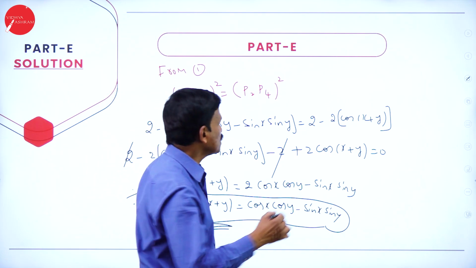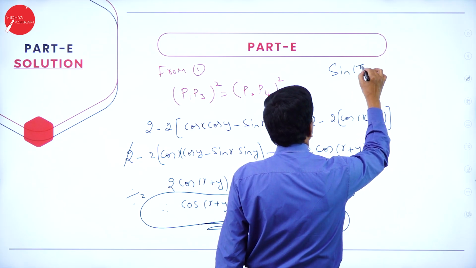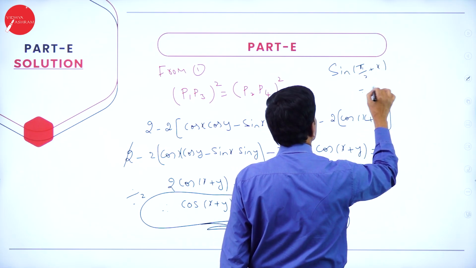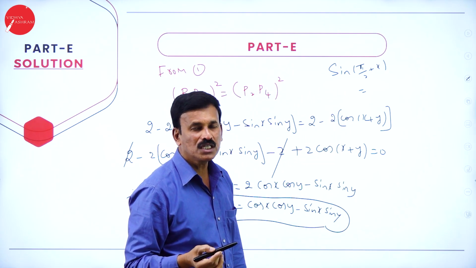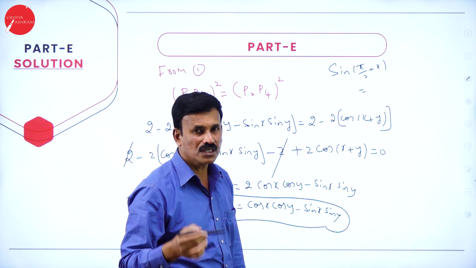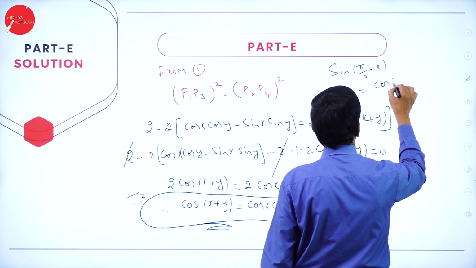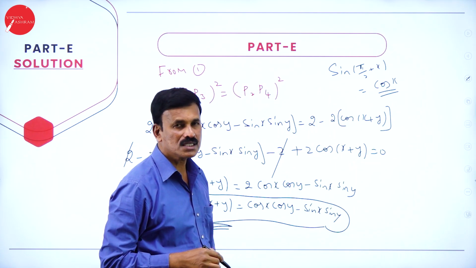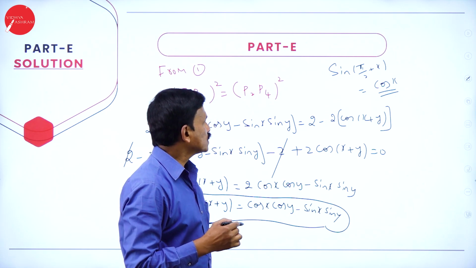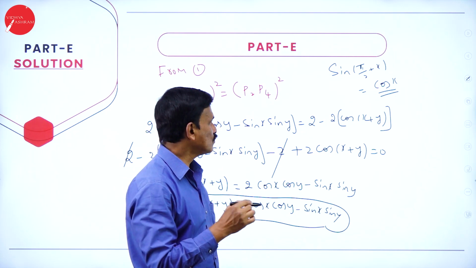Sometimes they may ask, what is the value of sin (pi by 2 plus x)? So pi by 2 plus x is 90 plus theta. 90 plus theta comes in the second quadrant. In the second quadrant, sin is positive. Sin (90 plus theta) is equal to cos x. That's it. Now sin (pi by 2 plus x) is equal to cos x. So this is for 1 mark.